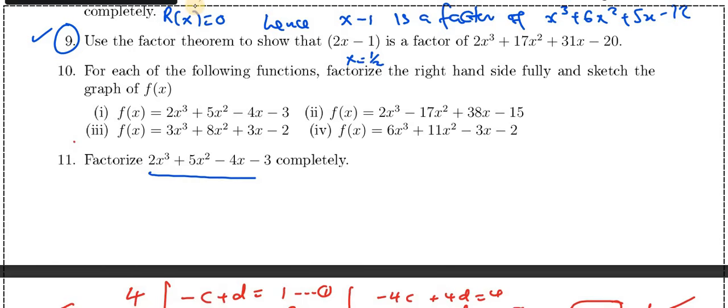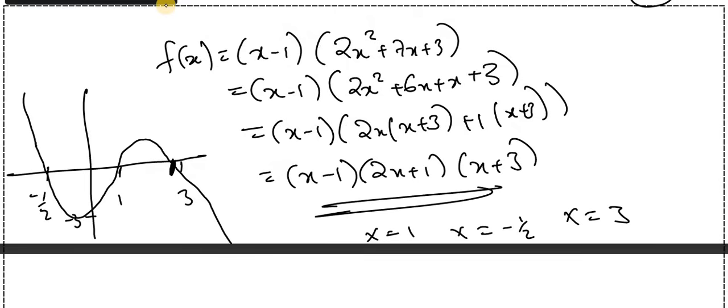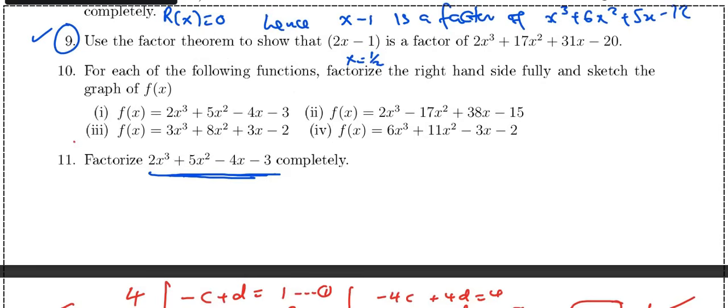Even number 11, except on number 11, you don't even finish it off. They just want you to leave it at this point. Like here, we have factorized it completely. No sketching, no nothing. Just leaving it at this stage. That's what you do on number 11. So I want to do number 11 because it's the same thing.